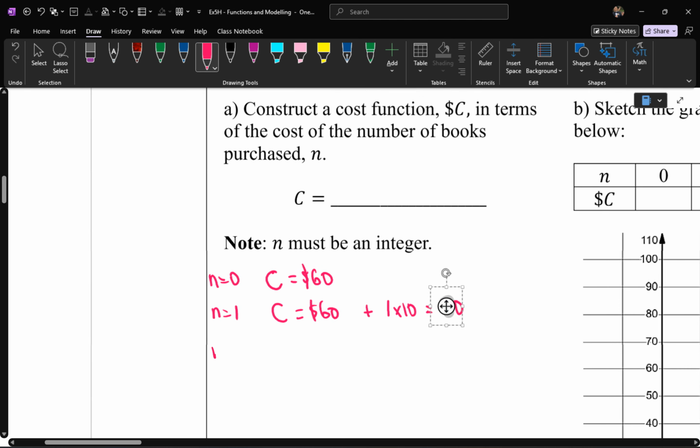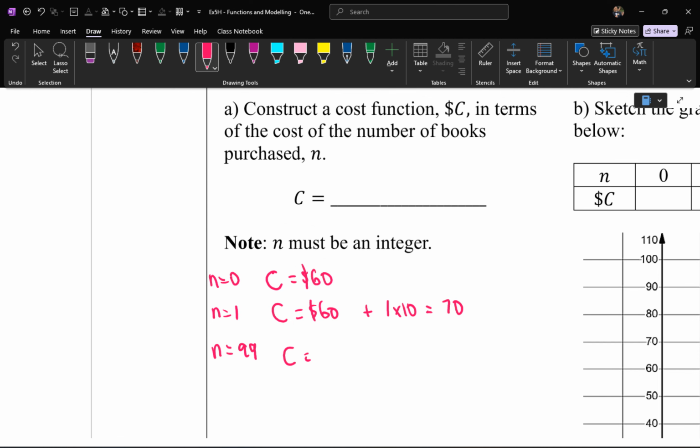If I bought 99 books, how would you work that out? $60 for membership plus 99 of those books times $10 per book, and that's 60 plus 990, which, what is that? Is that 1,050? Yeah, I think so. So $1,050. What if the question was instead, number of books I bought was N? You see how I'm modeling it?